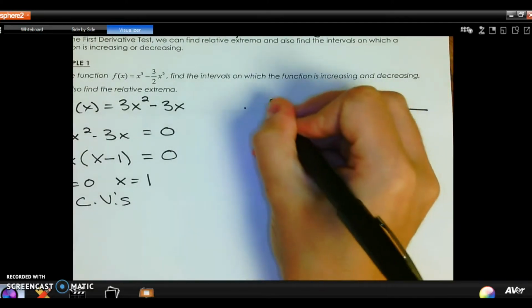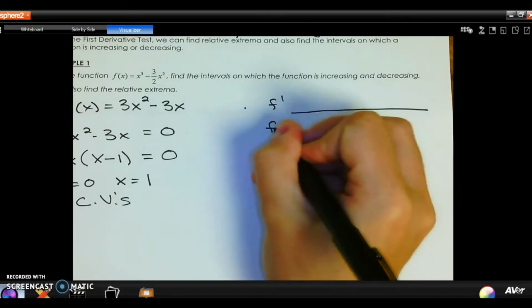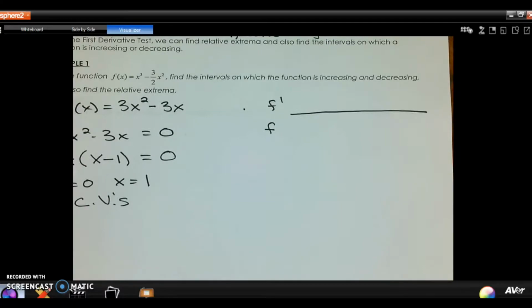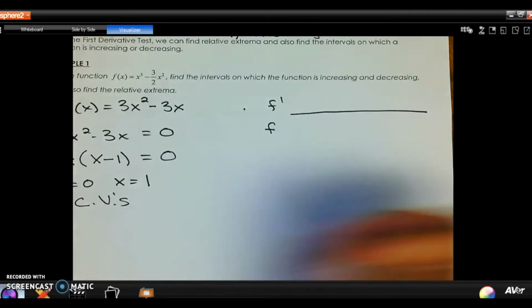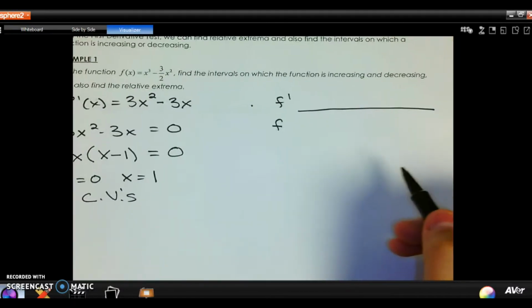I really want you to write f prime on the top and f on the bottom. I know some of you are going to get lazy and not do that, but that's really important because you want to know what you're plugging into and what it's telling you about what that part is doing. So I'm going to take my little line here and put those critical values on there, just like it's a number line.